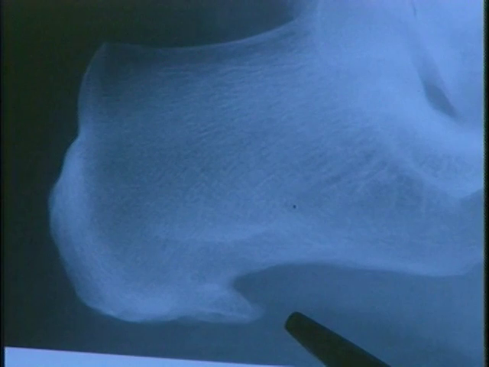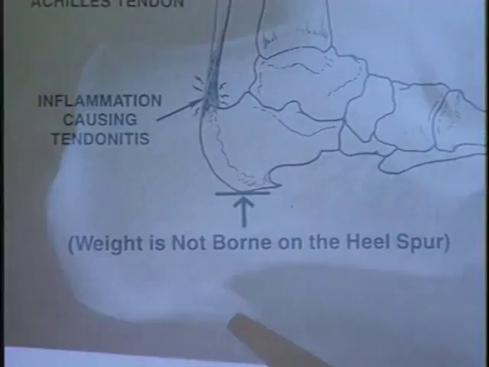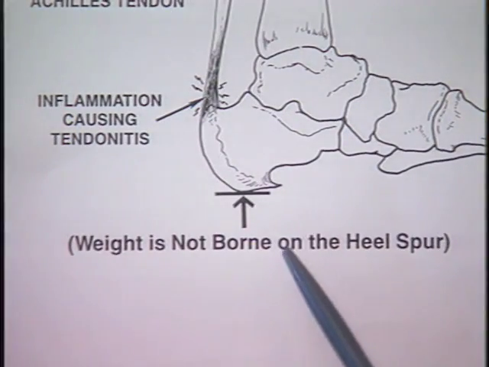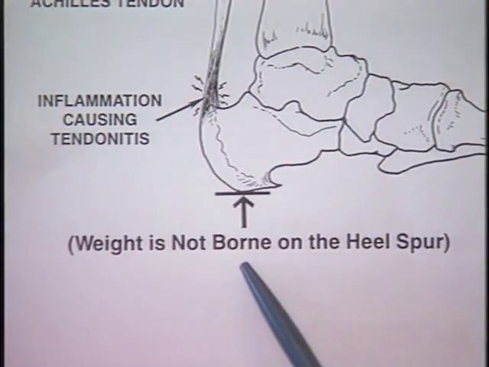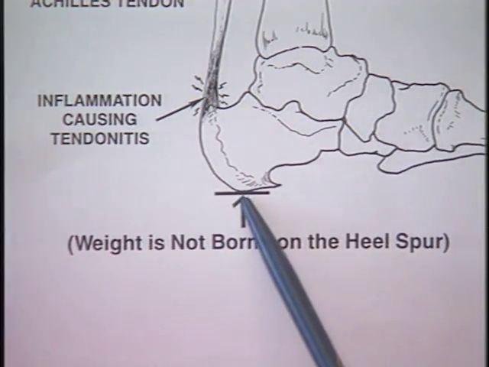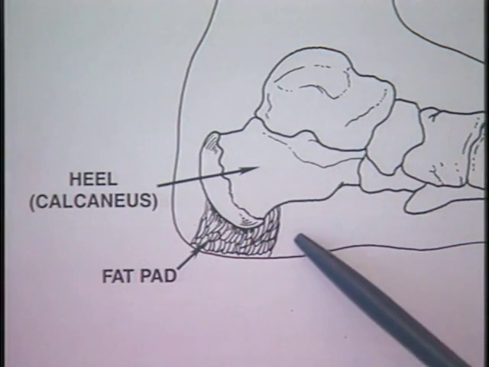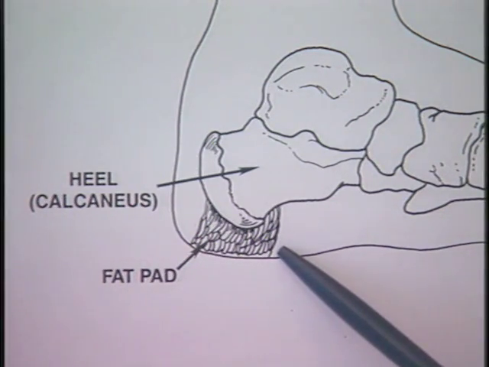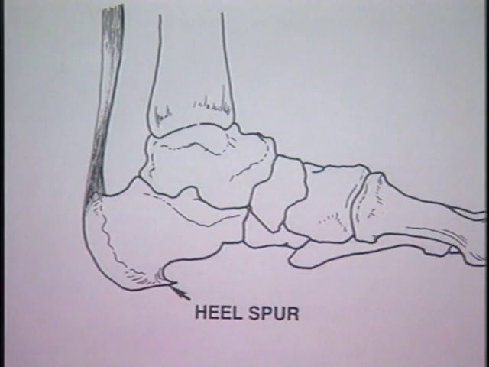And here in this x-ray, we see a relatively large spur. Note, though, that the weight-bearing surface of the heel is right here. A person doesn't really bear weight on the heel spur. In this diagram, we can see the weight is borne not on the heel spur itself, but on the undersurface of the heel bone. One cause of heel pain is thinning of the fat pad on the bottom of the foot, but a more common cause is inflammation in the region of the plantar fascial insertion.